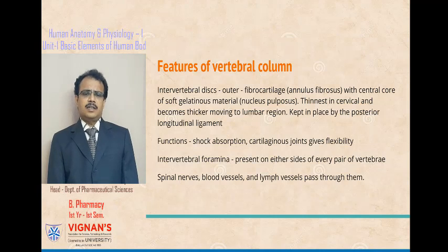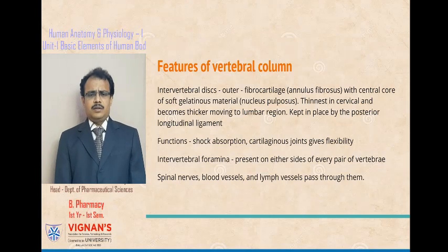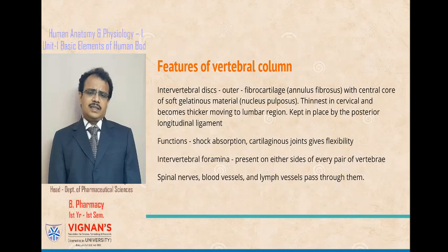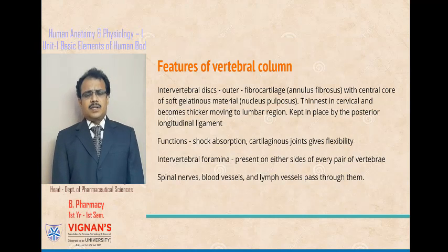Next, we will see about intervertebral foramina. So we have seen that when 2 vertebrae are stacked with each other, there are gaps between the pedicles of individual vertebrae, and through these gaps come the spinal nerves, blood vessels, and lymph vessels, and hence these gaps are called as intervertebral foramina, and these are present throughout the vertebrae from cervical vertebrae till thoracic and lumbar vertebrae.